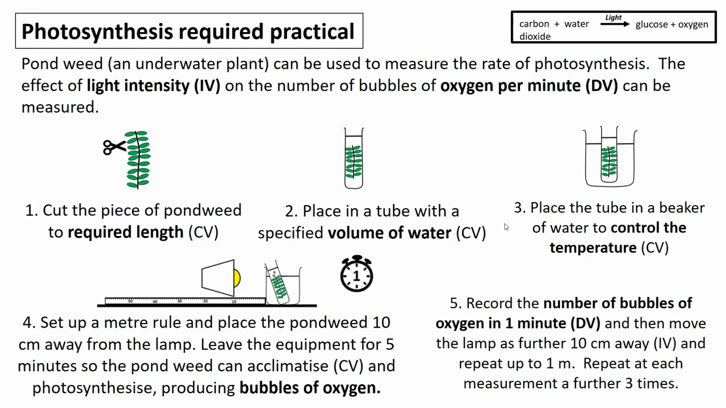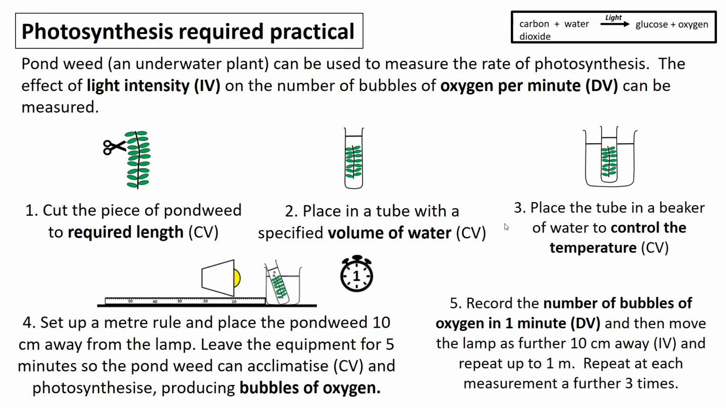So this is how you carry out that required practical if you were going to investigate light intensity and how that affects the rate of photosynthesis. So first of all, you cut the piece of pondweed at a required length. So you could say 10 centimetres, that would be a control variable.